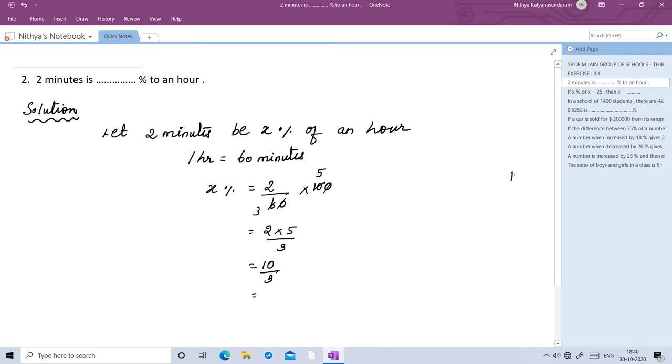So divide. 3 3s are 9, balance is 1. So Q R by D: quotient is 3, remainder is 1 by dividend is 3. So answer is 3 1 by 3 percentage. So x is 3 1 by 3 percentage.